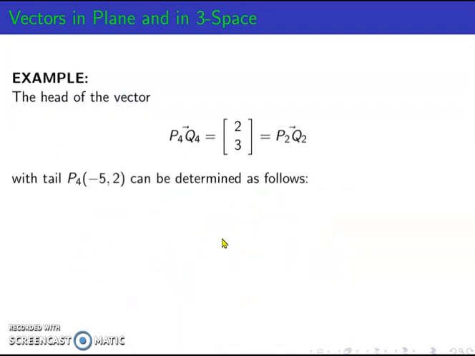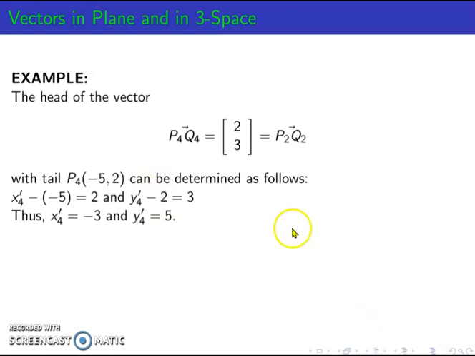Let us now consider this example. The vector P4Q4 with an arrow on top is equal to this matrix with components 2 and 3, and it is equal to this vector P2Q2. The tail of P4, so the tail of this vector, is at (-5, 2), and can be determined as follows.